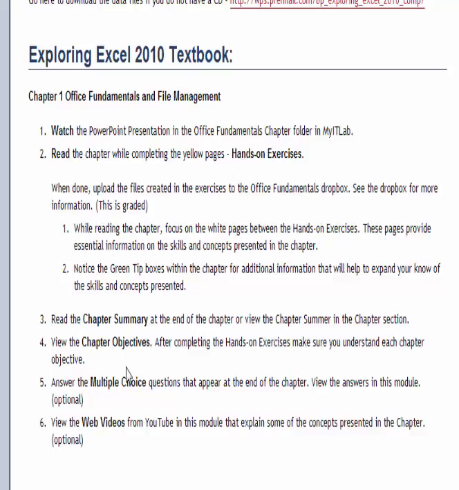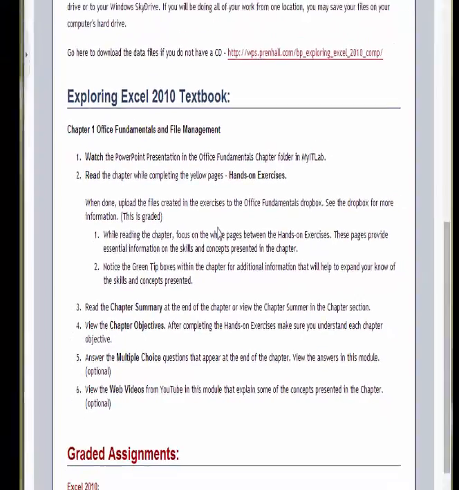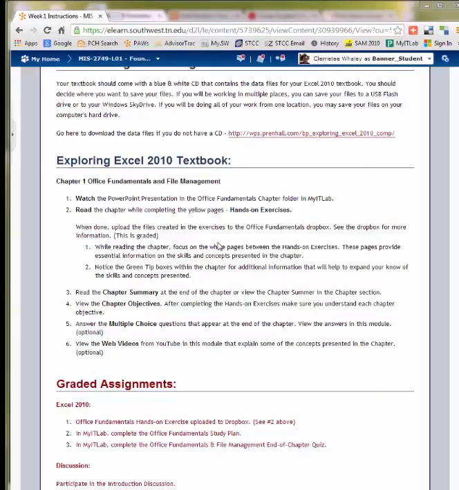Now, realistically, for this chapter, Office Fundamentals and File Management, you may already possess the skills that are taught in this beginning chapter. In that case, you want to use your best judgment as to whether or not you complete all 6 items. And you should base that on whether or not you have already mastered the learning objectives for this chapter. And the learning objectives can be found in 2 places for the Exploring Excel 2010 textbook. For this chapter, Office Fundamentals and File Management, the learning objectives are found on page 1 in the textbook. They are also available in the course site. Now let me show you that.